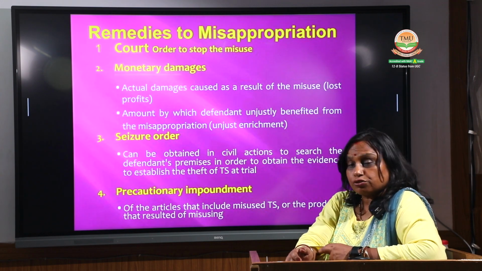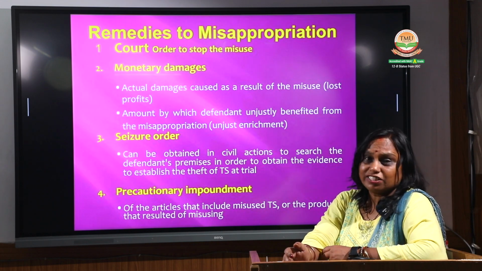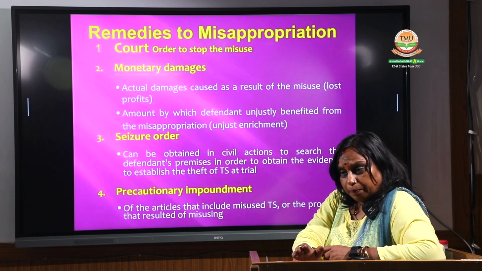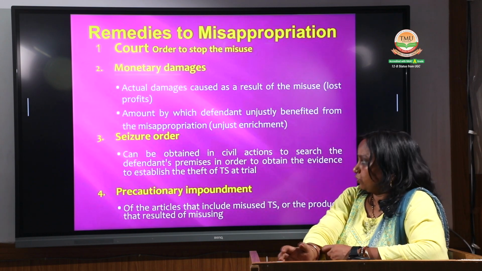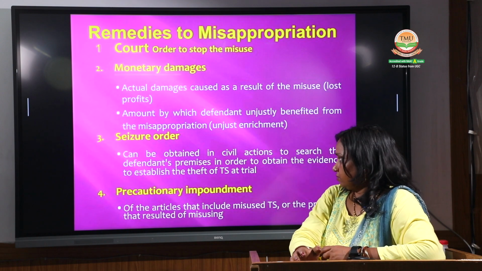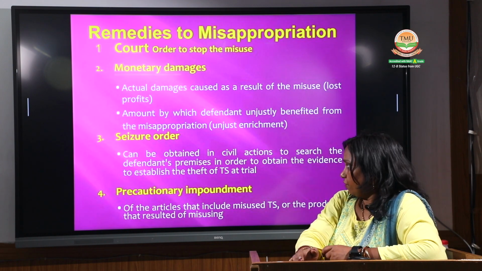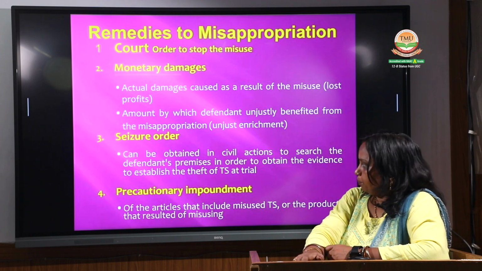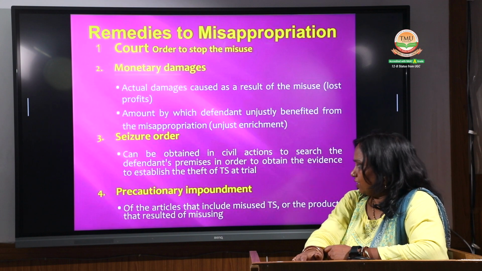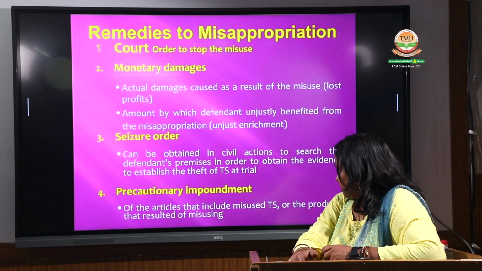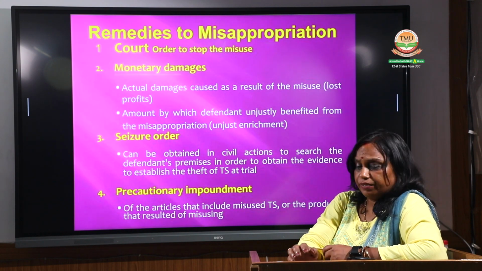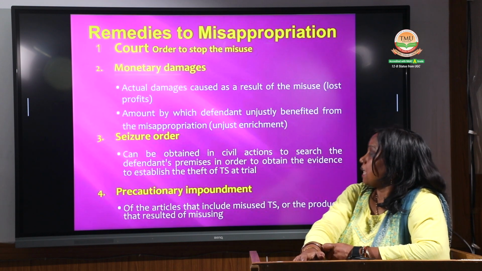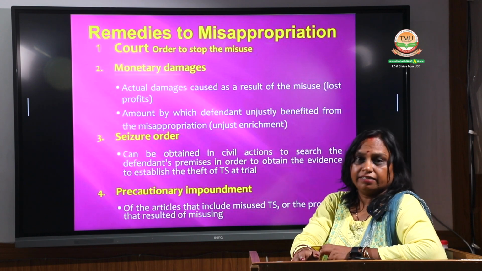It can also go for a seizure order. This is an administrative action where the victim can be asked to approach the defendant's premises and seize the particular information. Then precautionary impoundment, of the other articles that involve misuse of the trade secret or the products that resulted from misusing it. So these are the remedies in case of misappropriation of the trade secret.